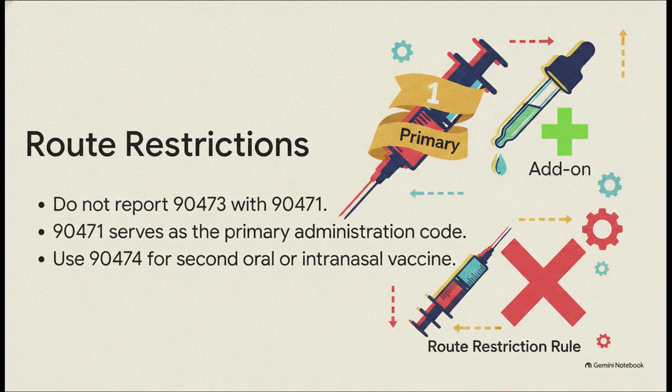If a baby gets an IM shot and an oral drop in the exact same visit, 90471 takes the lead as the primary administration code. For the oral drops, you have to use the add-on code 90474. You always have one primary, and the rest are just add-ons.